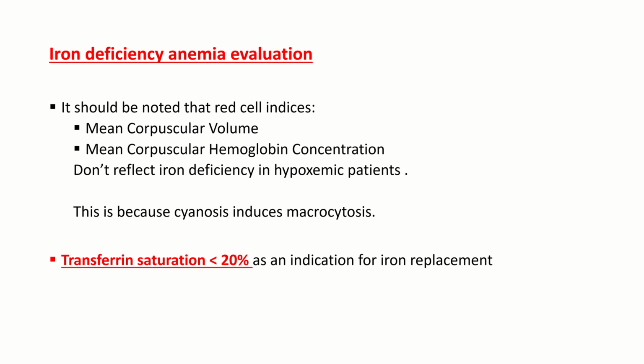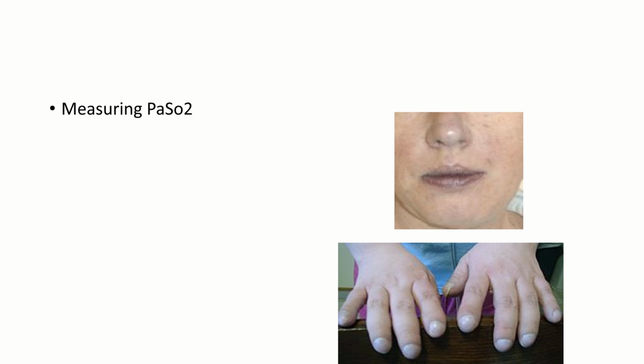For iron deficiency anemia evaluation, we should keep in mind that mean corpuscular volume and mean corpuscular hemoglobin concentration do not reflect the iron deficiency in those cyanotic patients, because the cyanosis will lead to macrocytosis, an increase in the size of the RBCs. So this does not represent the iron level in those patients, but transferrin saturation is the indicator of the iron level of this patient. If the transferrin saturation is lower than 20%, this is an indication for iron replacement.